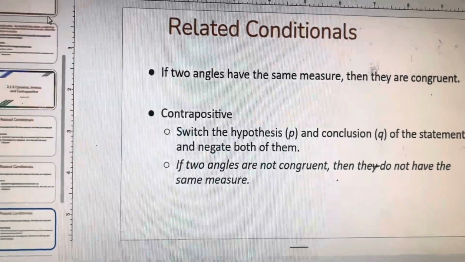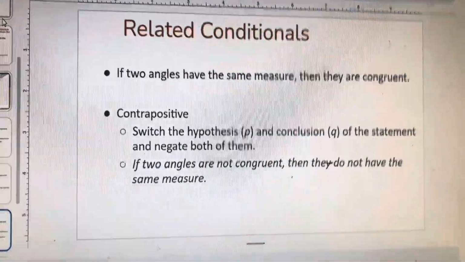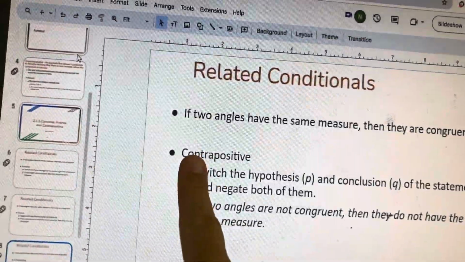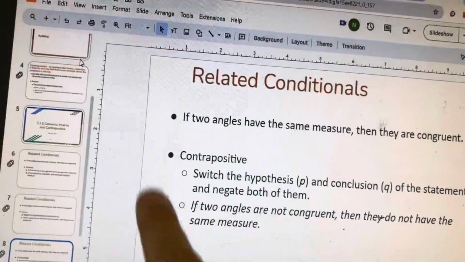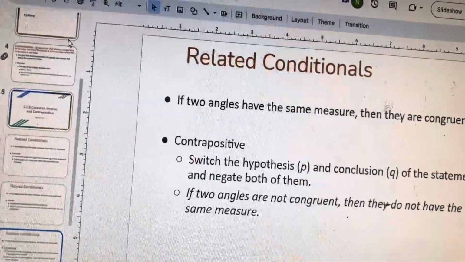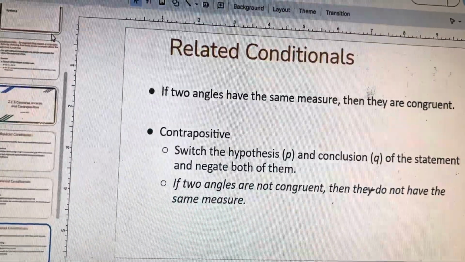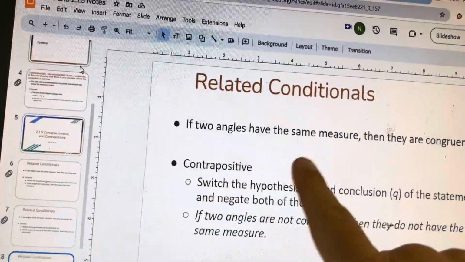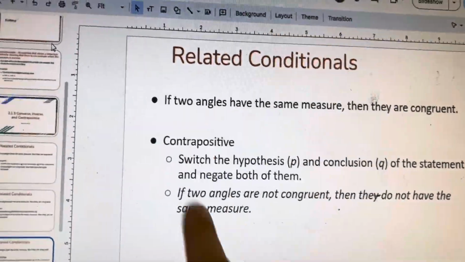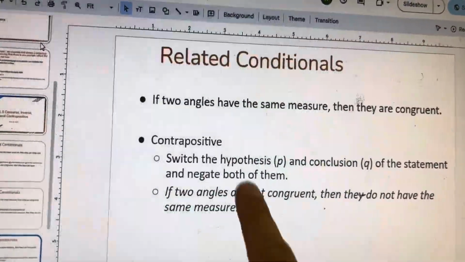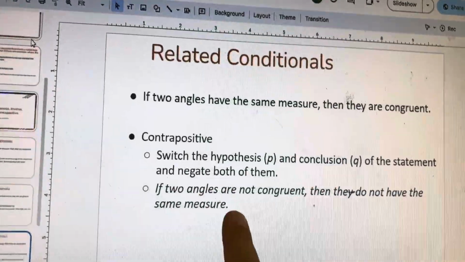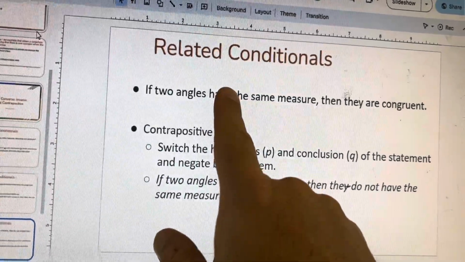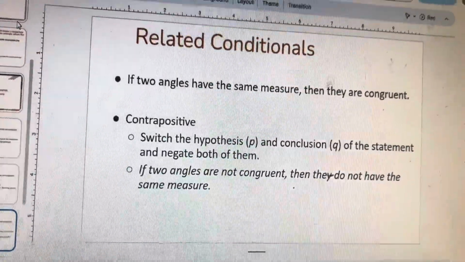The last one that we have is going to be the contrapositive. The contrapositive is where we're going to do both things. So contrapositive has two parts. We need to do two things. Okay, so we switch the hypothesis and the conclusion, and we're going to negate both of them. So look at my original statement. If two angles have the same measure, then they are congruent. Here's my contrapositive. If two angles are not congruent, I took what was at the end, I moved it to the front, I added not. Then they do not have the same measure. I took what was at the front, I moved it to the end, I added the word not.